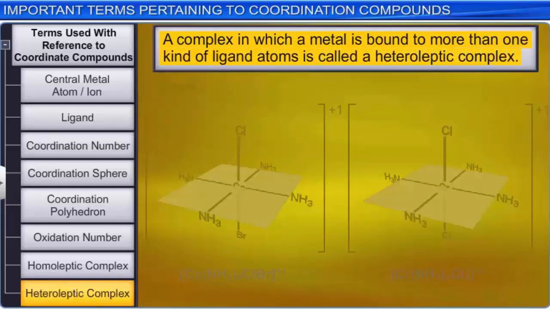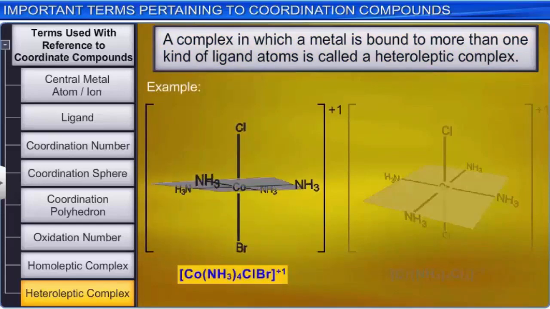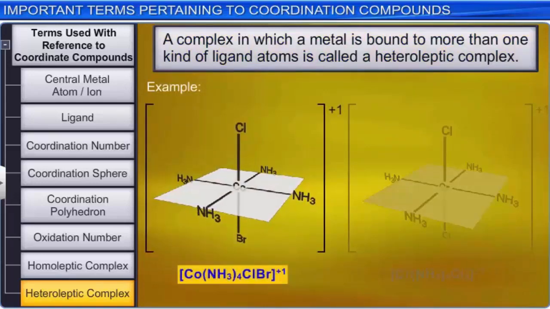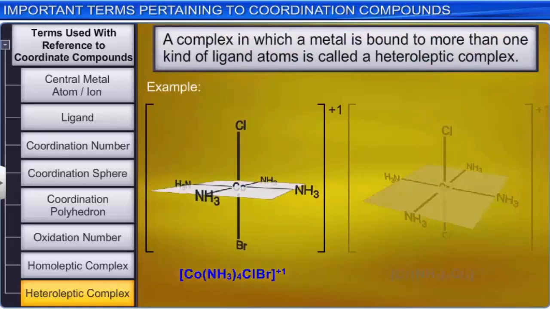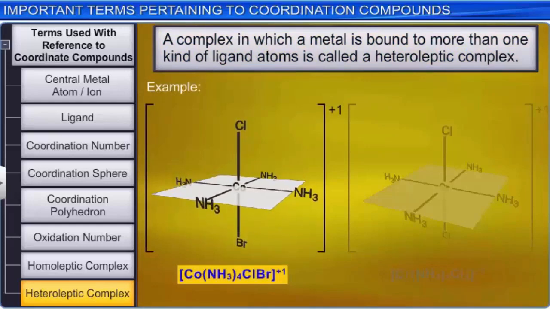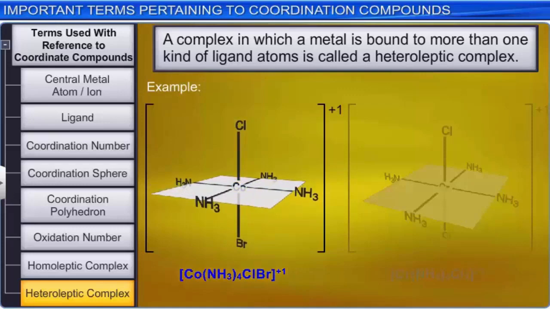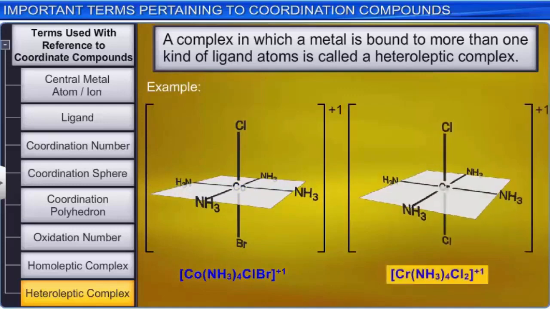See, in the first example, you could see tetramine, bromo, chlorido, cobalt complex. Here you can see cobalt is the central metal ion. The amine is one type of ligand, chloride is another type of ligand, bromide is another type of ligand. So 3 different types of ligands are surrounding the central metal ion. So this complex is called what? Heteroleptic complex. The next complex is tetramine dichloridochromium. See here, 2 different types of ligands are surrounding this central metal ion chromium. So this is one more example for heteroleptic complex.